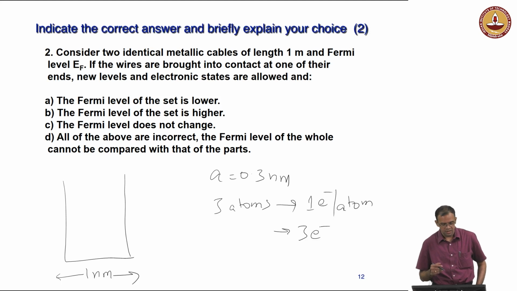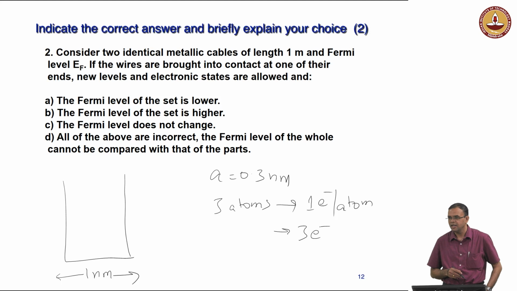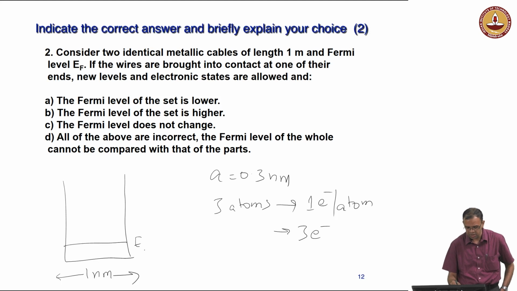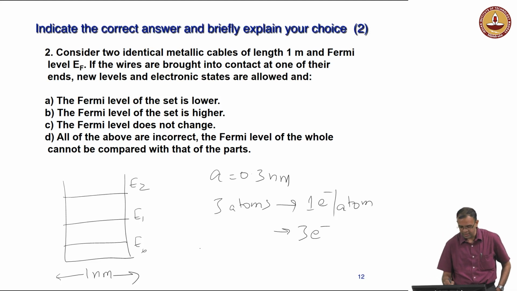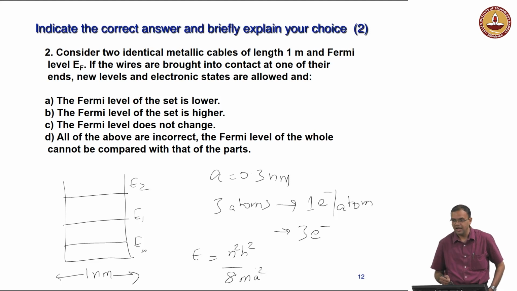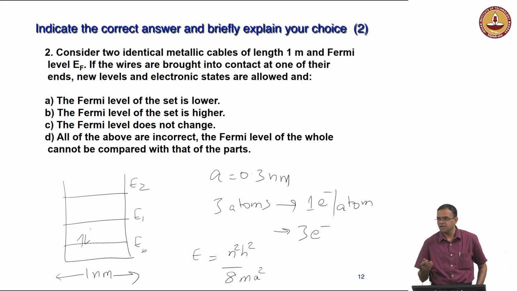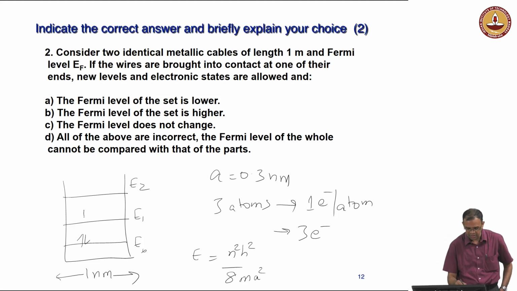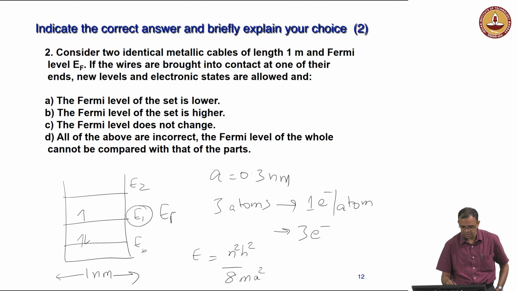So now how do I fill 3 electrons in a box? And this is what we did in quantum mechanics. It's a particle in a box. You have the lowest energy state, let's call it E0. It's not 0. Then you have E1, E2, and so on, right? And the energy E is just n squared h squared over 8 m L squared. So if I have 3 electrons, I would put 2 electrons in the lowest energy state, and we do that because they are fermions, so I cannot have more than 2 electrons. Then the third electron would go here. This is the highest occupied energy state, so I will call this the Fermi level.